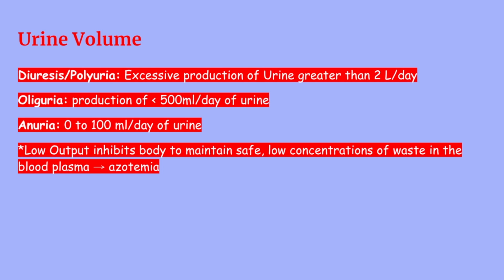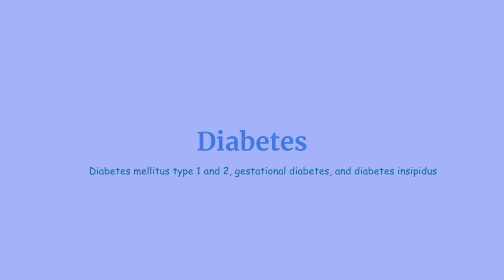Now, a thing to remember is that low output inhibits the body from maintaining a safe, low concentration of waste in the blood plasma, which can equate to azotemia. Now, this low output can be created by trauma, circulatory shock, etc. Now, let's talk about diabetes and its impact on the urinary system. Now, there are different forms of diabetes. There's diabetes mellitus type 1 and type 2, gestational diabetes, and diabetes insipidus. To really understand diabetes and its effects on the urinary system, let's move over to the ThinkPad.